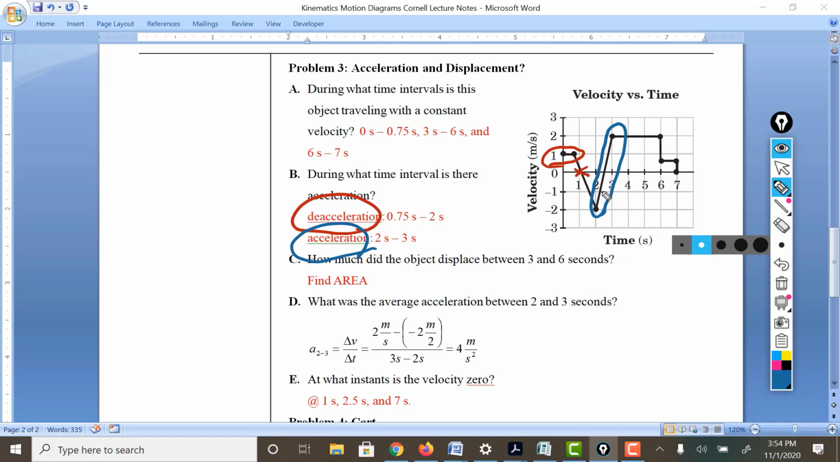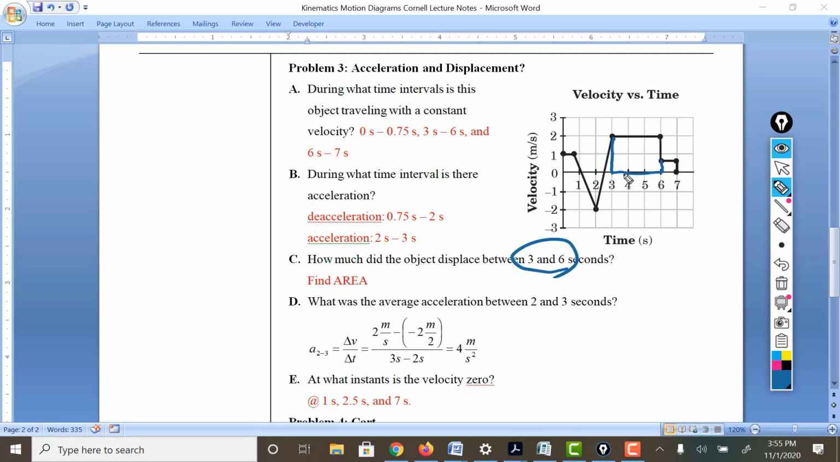So here it has a positive slope, and this would be positive acceleration from 2 to 3 seconds. So between 3 and 6 seconds, I would have to go ahead and find the area of the shape. In this case, the area would be the velocity times the time. I should do delta v times delta t. Remember, we want how much it displaced.